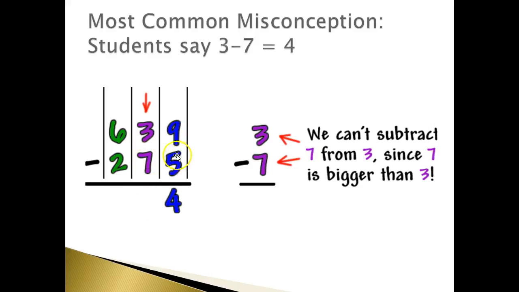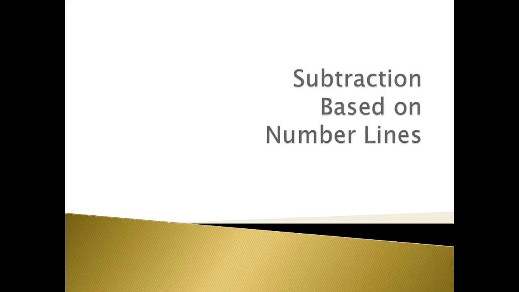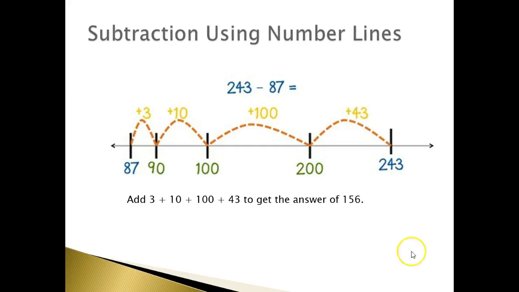So just be aware that the most common mistake with subtraction is usually if the kids can't subtract 7 from 3, they're going to subtract 3 from 7. So they're going to say 3 minus 7 equals 4. Subtraction also can be based on number lines. Here we have 243, and we're subtracting 87 from it. So this is one way, by adding all of these, to get the answer of 156.